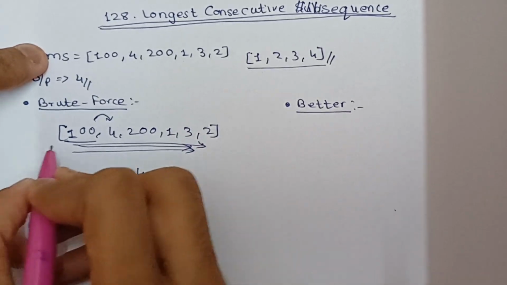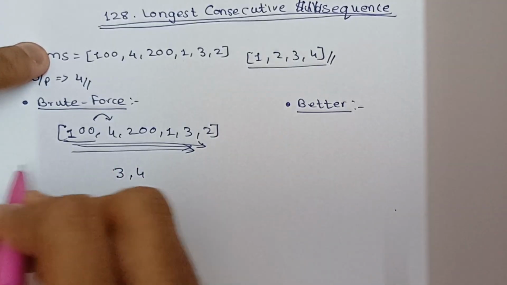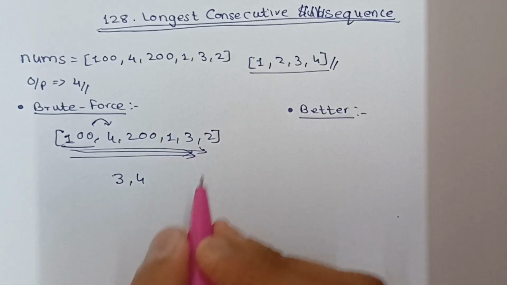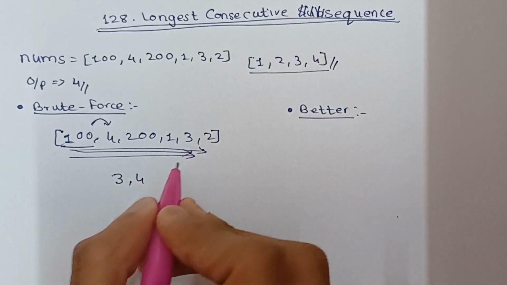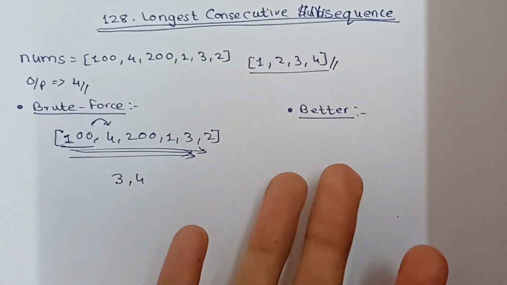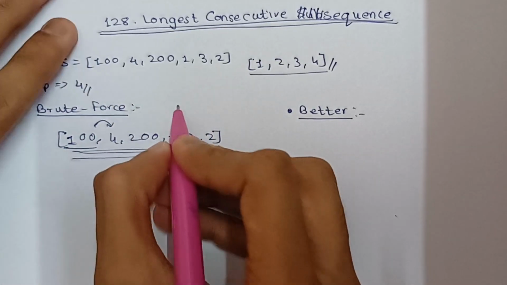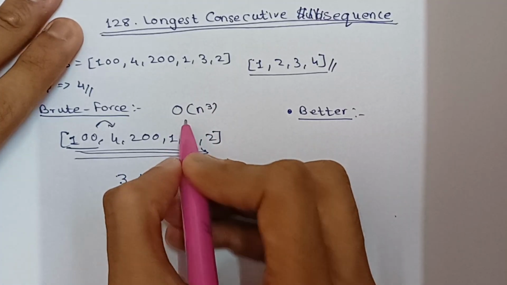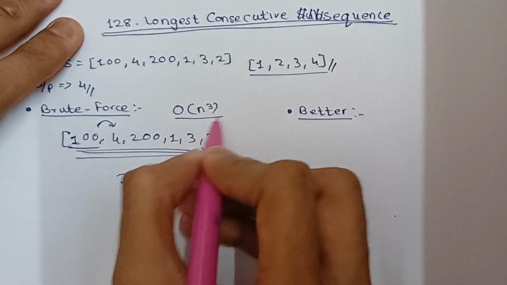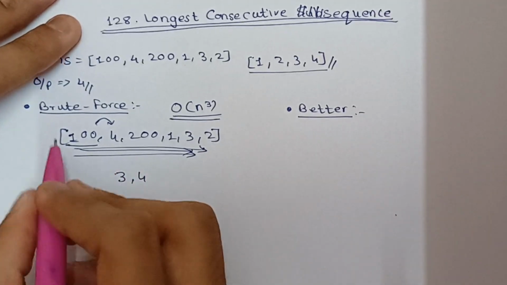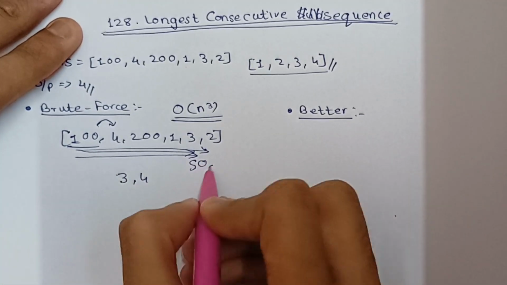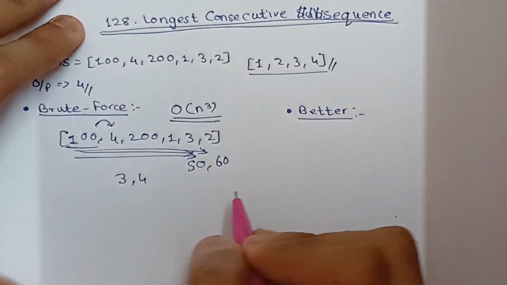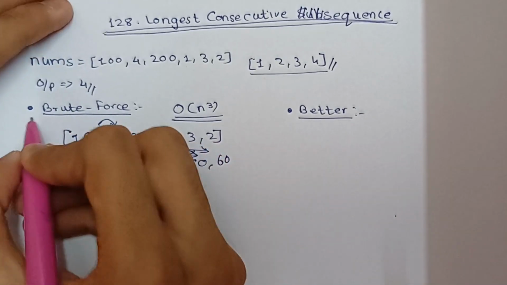So we traverse this array again and again to find the consecutive sequence. This is a small array, so we don't notice the high time complexity. Generally it goes O(n cubed). But an interviewer or any platform does not accept this approach. When the array has a length of 50 to 60, it becomes very hard and the time complexity will be larger. So we will not use the brute force approach.